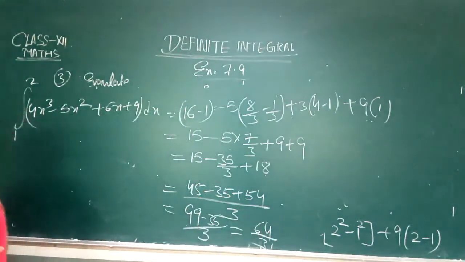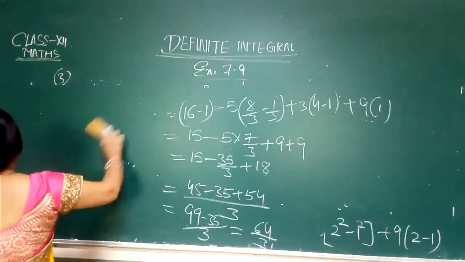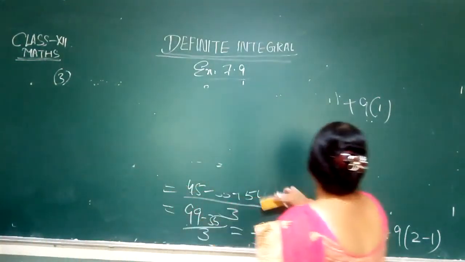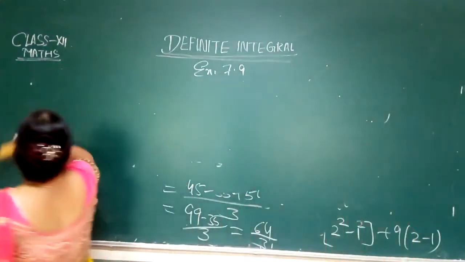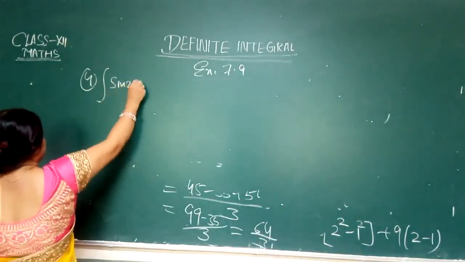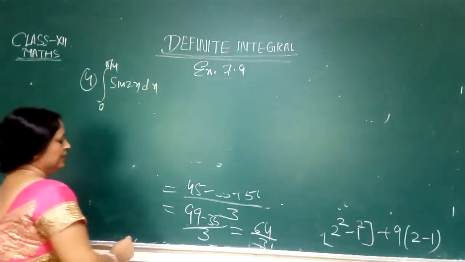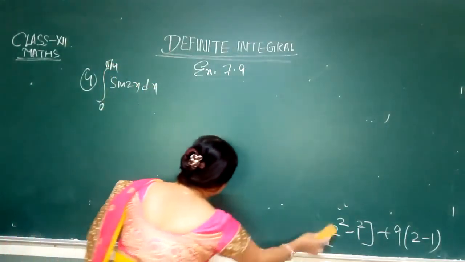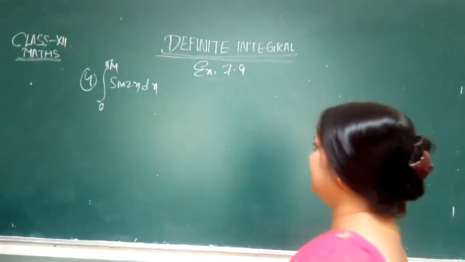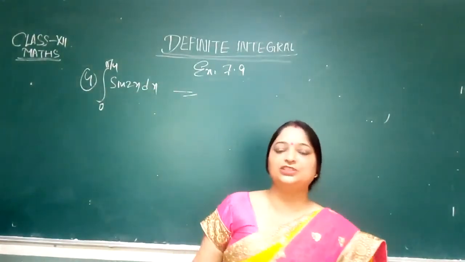Now after that we will solve the next question, that is find out the integration of sin 2x with limit 0 to pi by 4. Integration of sin 2x, 0 to pi by 4 dx. Now you know what is the integration of sin 2x, how you can find out the integration of sin 2x. What is the integration of sin x?